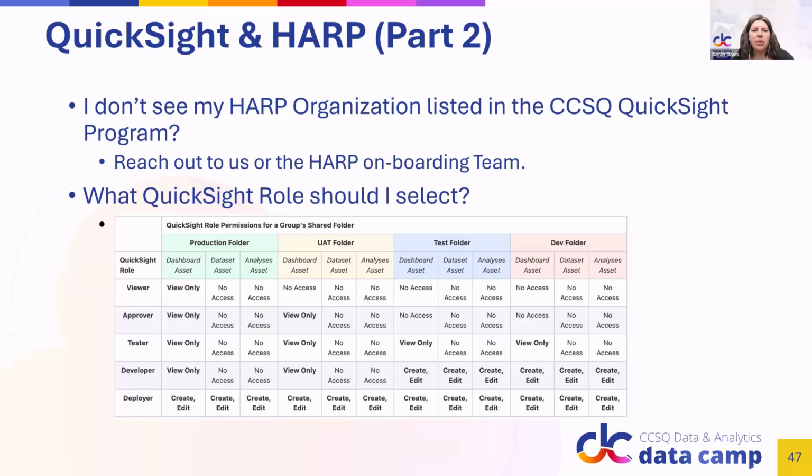So I probably should put this the other way. So which QuickSight role should I select? Here's a table that shows you what each role is and what it grants you access to. Since each shared folder has 4 subfolders, you have a prod, UAT, test, and dev. This is where you're going to want to pick the role that makes the most sense for what you should have access to. A deployer is the one who can move dashboards and assets around between different folders.